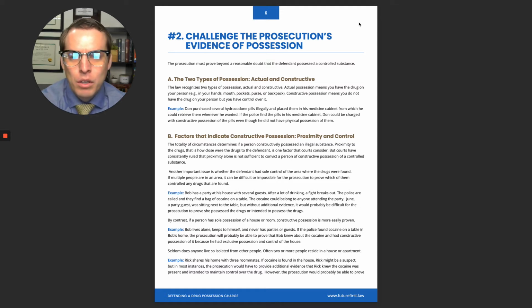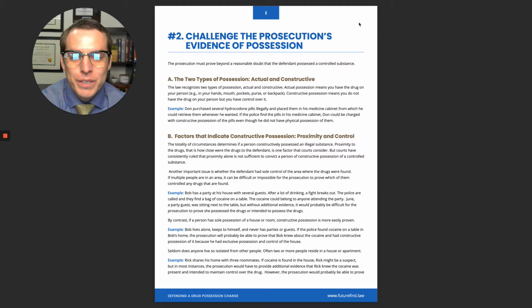Anyways, next example: Bob lives alone, keeps to himself, and never has parties or guests. If the police found cocaine on the table in Bob's home, the prosecution will probably be able to prove that Bob knew about the cocaine and had constructive possession of it, because he has exclusive possession and control of the house. Seldom does anybody live so isolated from other people.